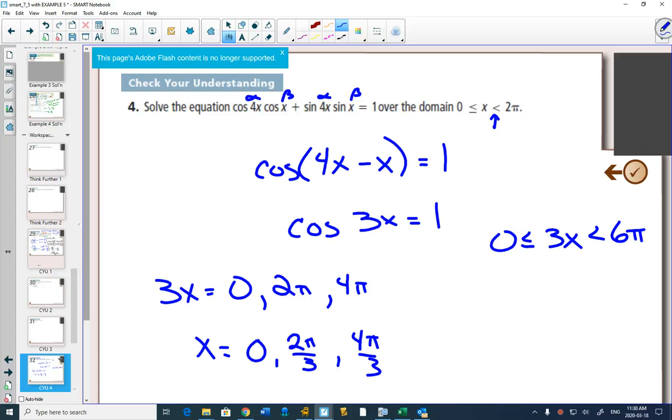Nope, because this one gave us the domain here from 0 to 2 pi. If it was a general solution, you could take those 3 answers and add 2k pi. Yes? For a general solution, does this method always work, or do you sometimes have to use something else? This method would always work for a general solution. You could find between 0 and 2 pi first and just add 2k pi. Okay.